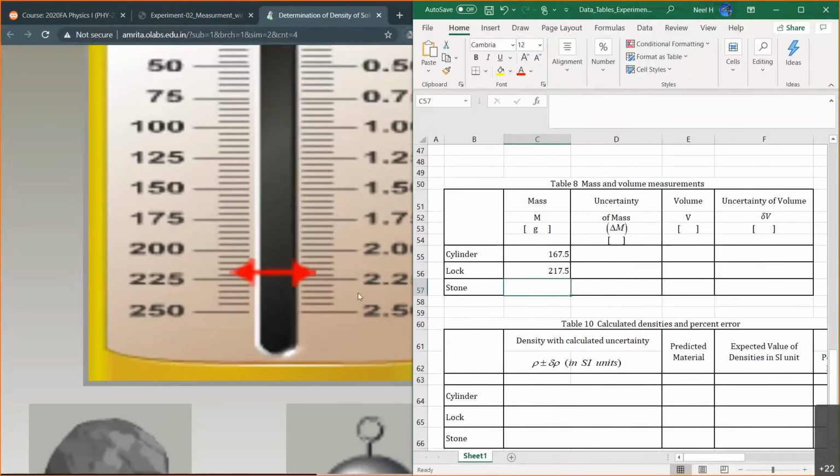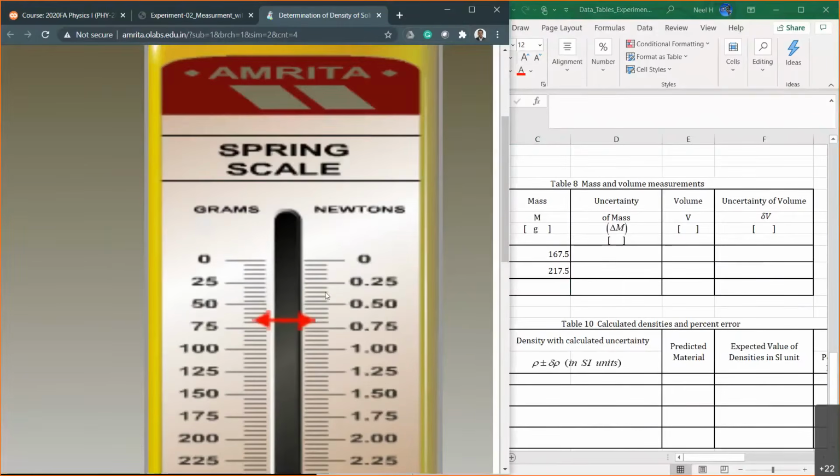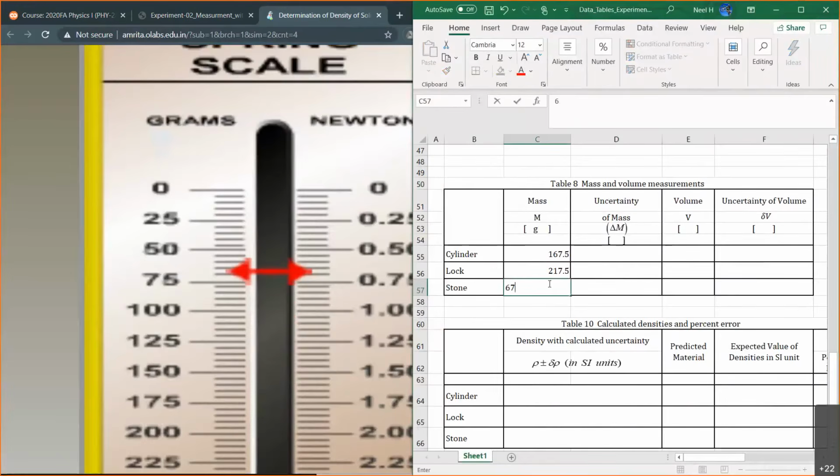Let's measure the stone. Click on this stone, and it will hang there. Then we'll read this number. 50, 55, 60, 65. This is 70, so 67.5. 67.5. Okay.